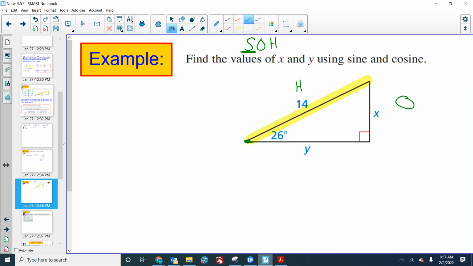Sine, not sin, sine, okay? So the sine of 26 degrees equals, I don't get to decide the ratio. Sine is always opposite, x, over hypotenuse, 14. Does everybody understand how I set that up? Now, I just have to multiply both sides by 14 to get my answer. Times 14. So x equals 14 times the sine of 26 degrees.